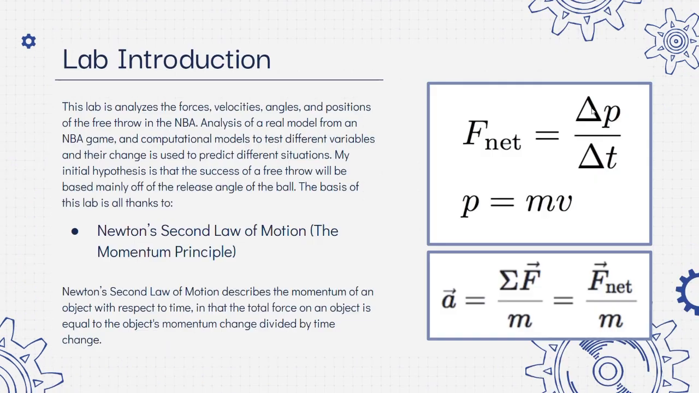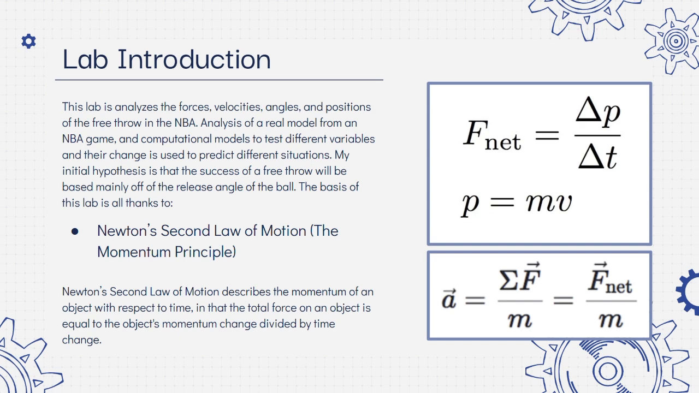So first of all, this lab is going to analyze forces, velocities, angles, and positions of the NBA free throw. Analysis from a real model in an NBA game from Kevin Durant, and a computational model to test the different variables and change their values and predict different situations. My initial hypothesis was that the success of a free throw will be based mainly off of the release angle of a basketball, but this will change as we'll see.